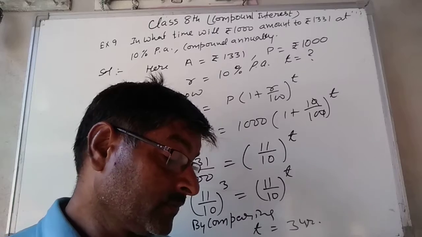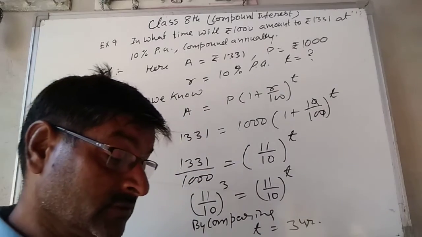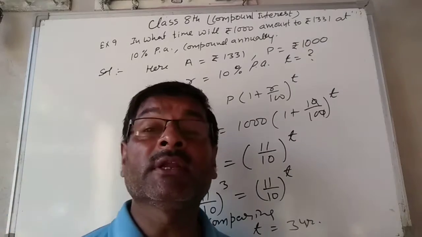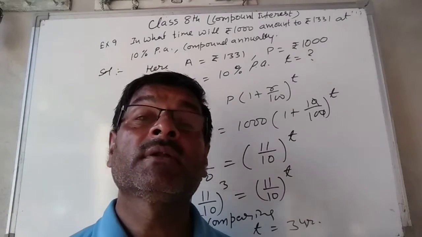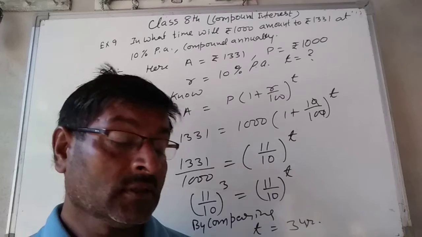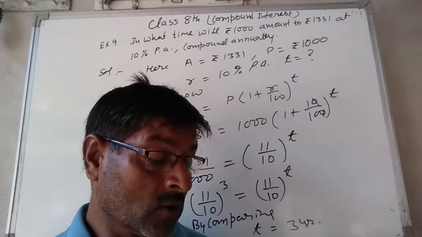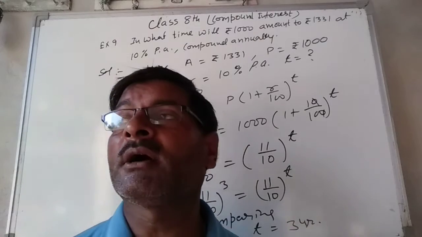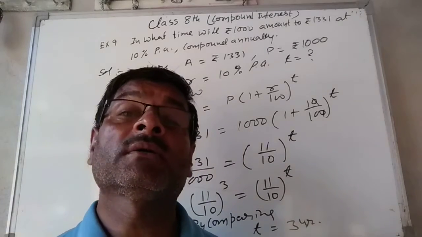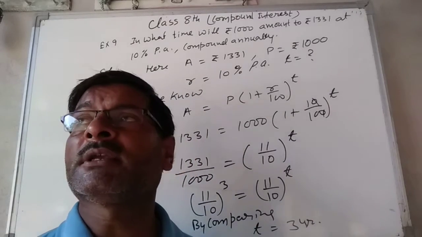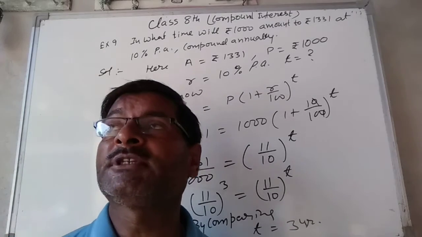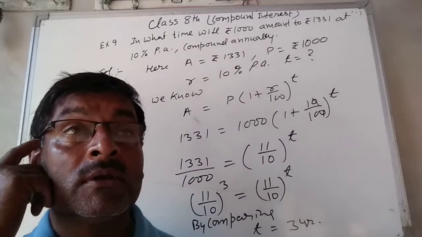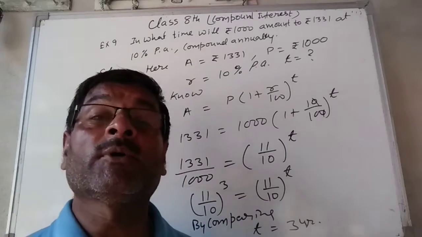Yesterday we learned the first question: when the simple interest, rate and time are given, how can we find the compound interest when the rate and time are the same for both cases? First we find the principal using the simple interest formula, then we can find the amount using the compound interest formula.